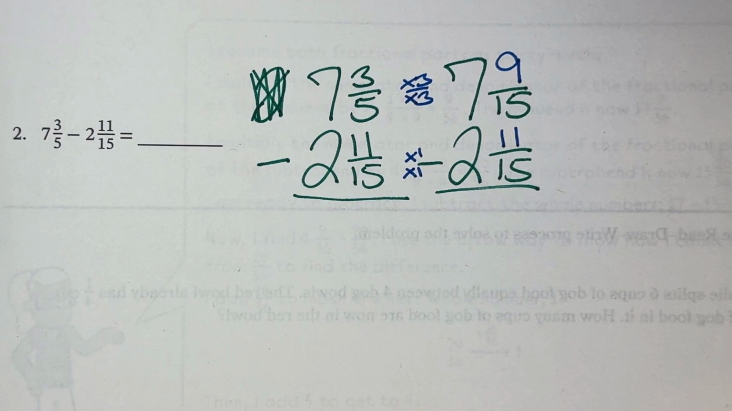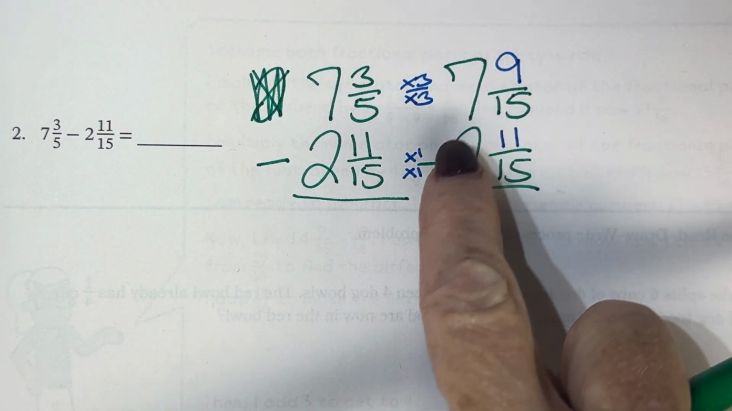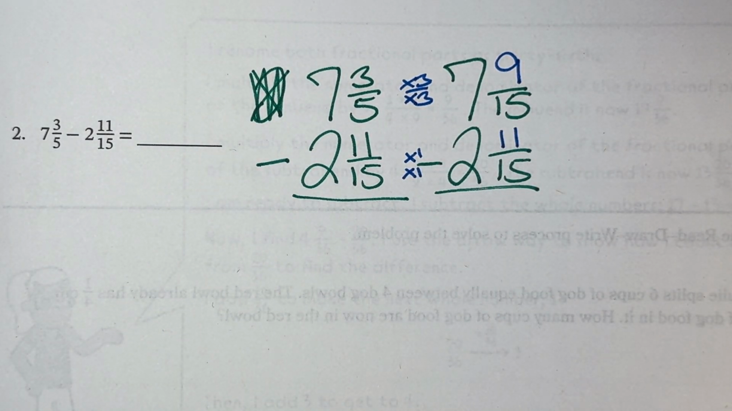My next one, I have 7. I'm ready to do step 3. 9 take away 11. That is not possible. I cannot do that. I can't do 9 take away 11. So what would I do instead?